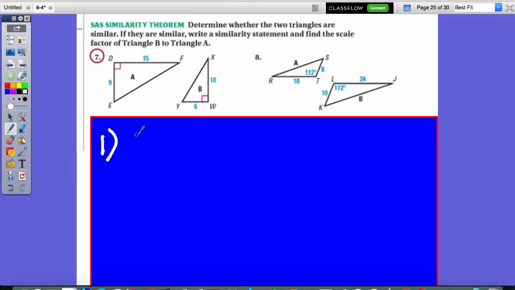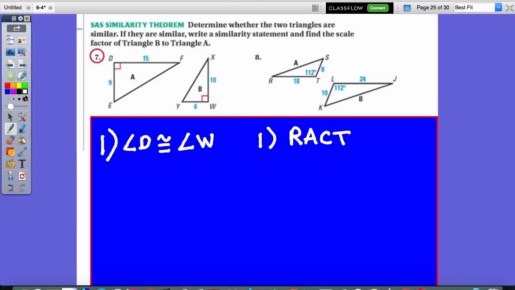So my first step is going to be that angle D is congruent to angle W, because they're both right angles, and right angle congruence theorem says they're both congruent.